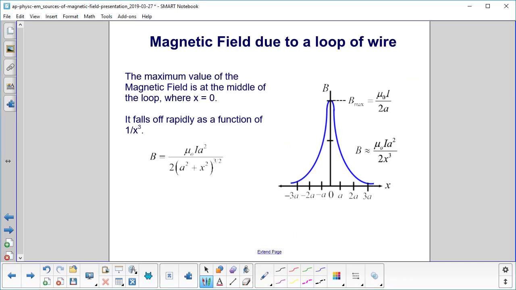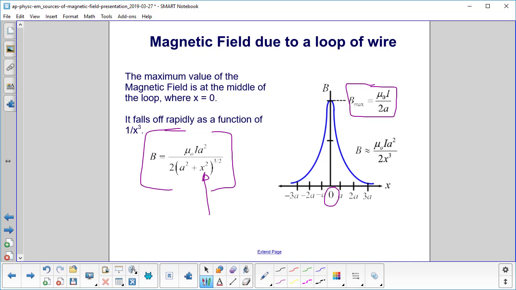Let's graph the magnetic field due to this loop of wire. Here's our equation from the previous slide. And where is this going to be a maximum? What's the only thing I can vary for a given loop with radius a? Well, I can vary how far away you are from the midpoint of the loop. So the maximum value occurs when the denominator is the smallest, so when x is equal to 0. That's this point right here. You plug that in, and your B max is mu 0 I over 2a.